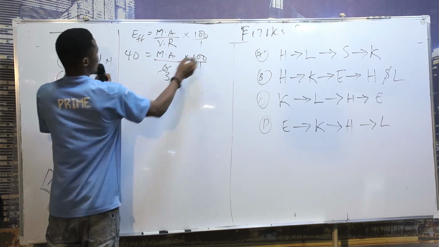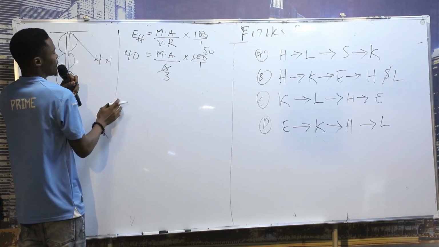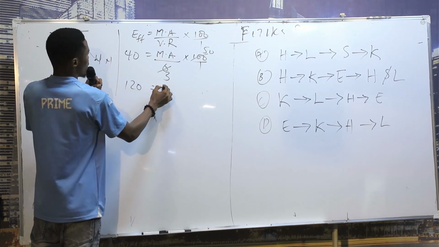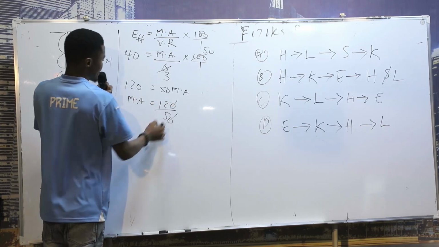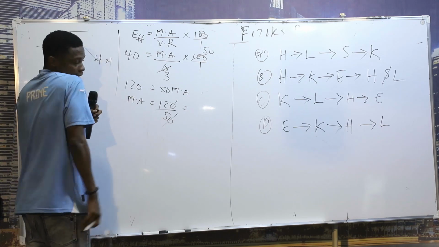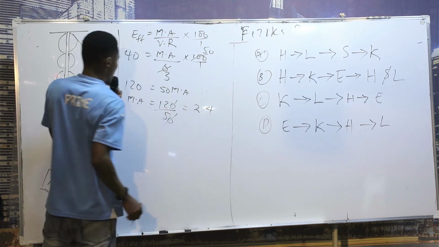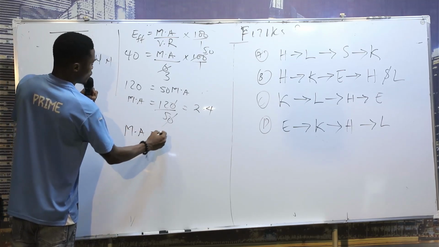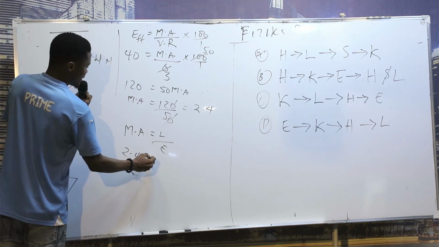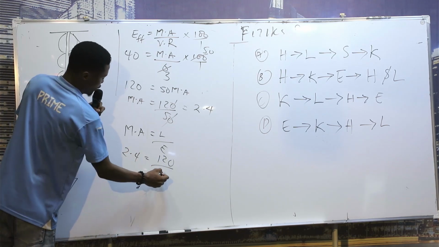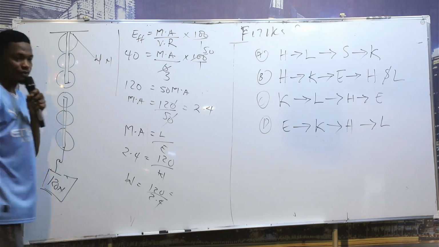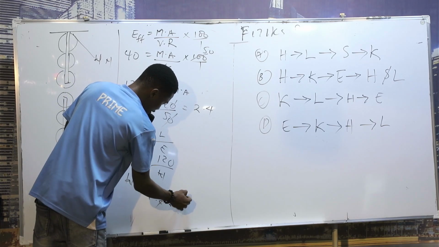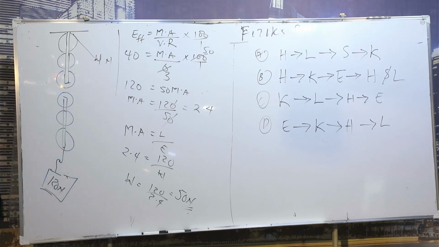Okay, 2 here, 3. 2 here how many? 50. So we can say that 3 times 40 is what? 120 is equal to 50 MA. So that MA is 120 over 50, which is 12 over 5. That is how many? 2.4. So if I know MA, I go back and say MA is equal to load over effort. So that 2.4 is equal to load, which is 120, over effort, which is W. So W becomes 120 over 2.4. That is 50 Newton. That is option D.